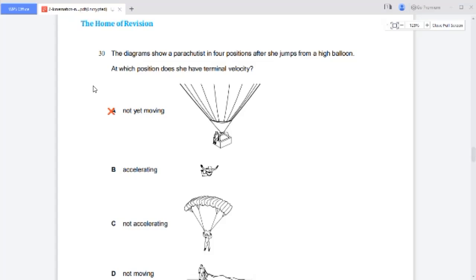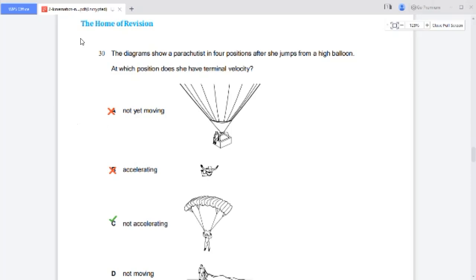So option B states it is accelerating. The object only accelerates when the velocity changes, but terminal velocity is a constant velocity. So it's also incorrect. Okay, not accelerating means the object is moving with constant velocity. So it may be a correct option.